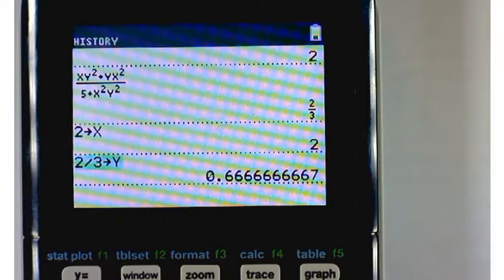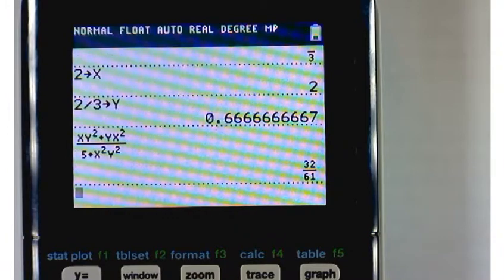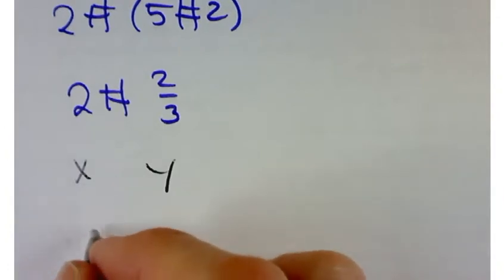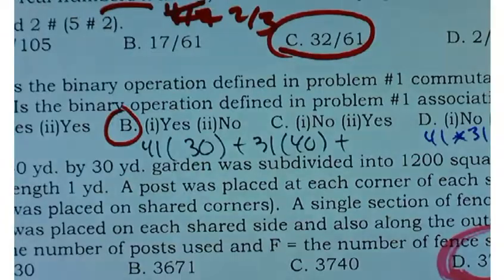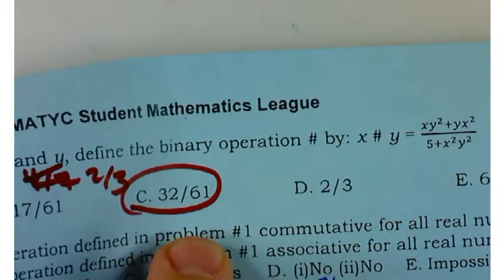But the good news is I've already got that equation typed in, right? So just cursor up until you're on that equation. If you press enter, it brings it down. Press enter again. There you go. There's your answer. So pretty cool. Just do it mechanically. So that one gave us 32/61, and that's your answer right there. Nailed it.